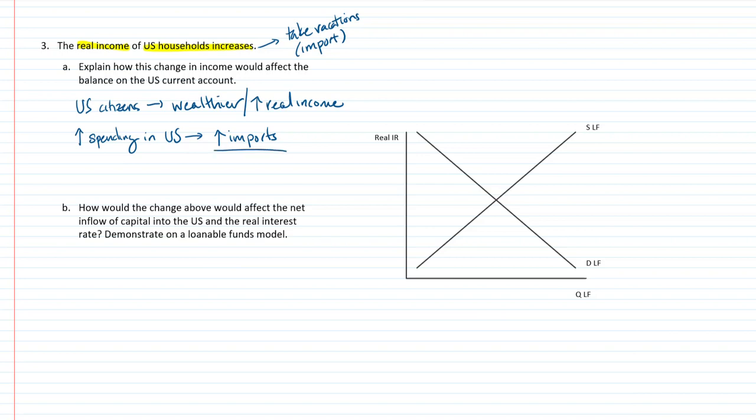So when imports go up, we can say that net exports are decreasing, and we can say that a decrease in net exports leads to a decrease in the current account.